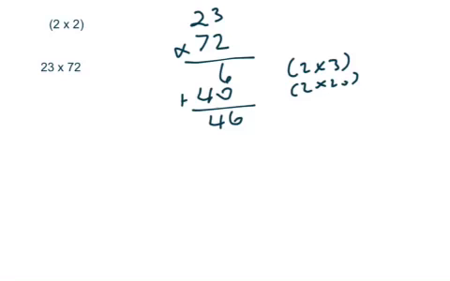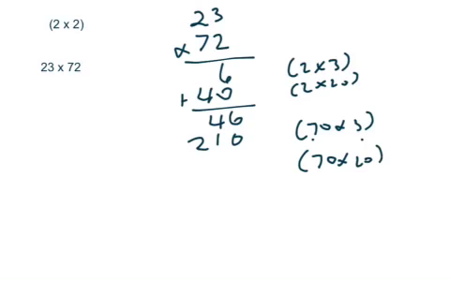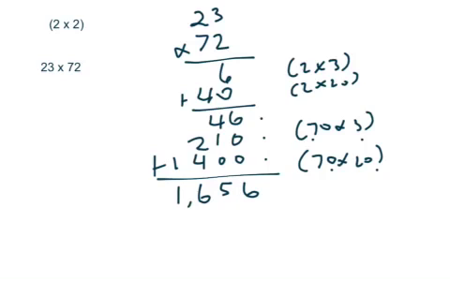Now I'm going to move over to the 7 in the tens place. That's a 70 times a 3. So 70 times 3. 7 times 3 is 21. Add the 0. 210. Then 70 times 20. 7 times 2 is 14. Add the 2 zeros. I'm going to add up my partial products and get my answer. 6, 5, 6, 1. 1,656.